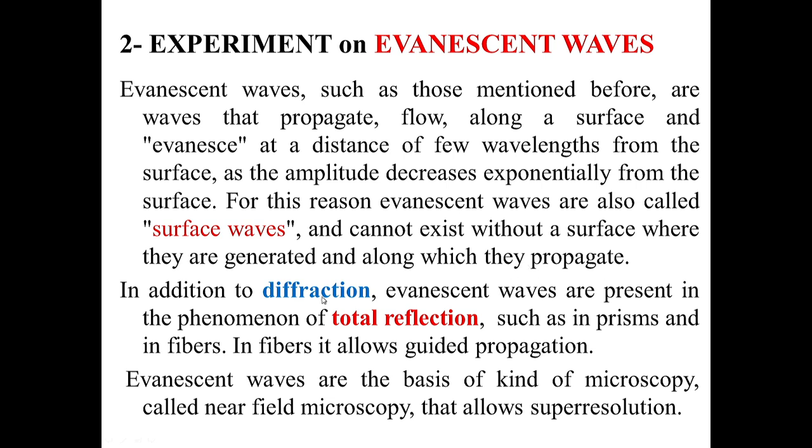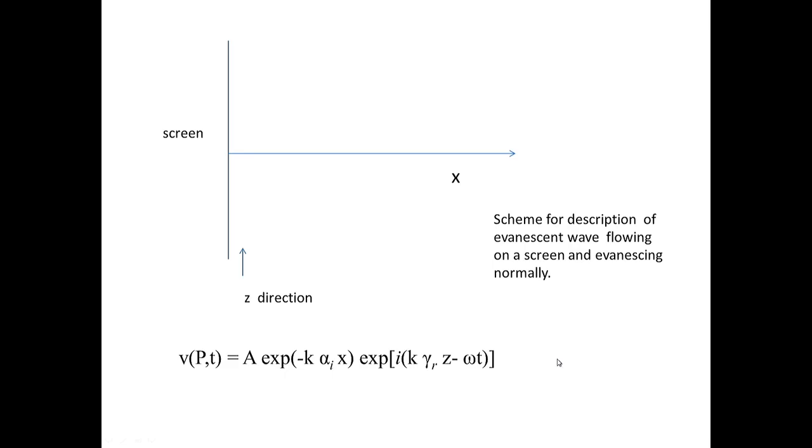But evanescent waves are present in many phenomena. In addition to diffraction, one has evanescent waves in total reflection, such as in prisms when we reach total reflection, or in fibers. In fibers, light modes propagate just because total reflection allows guided propagation.